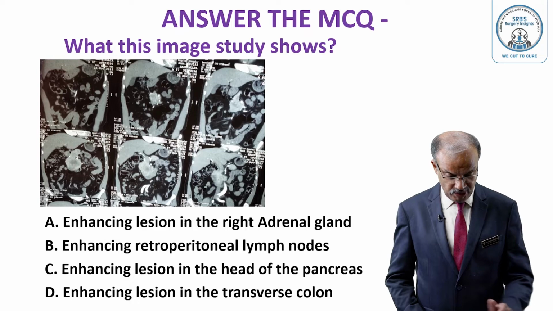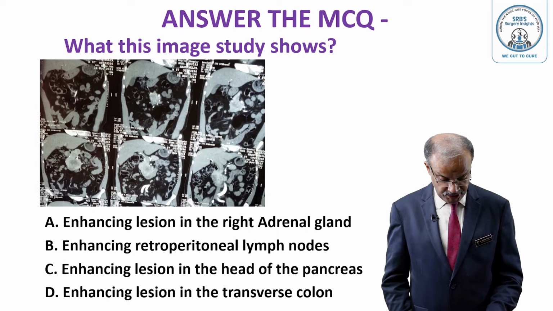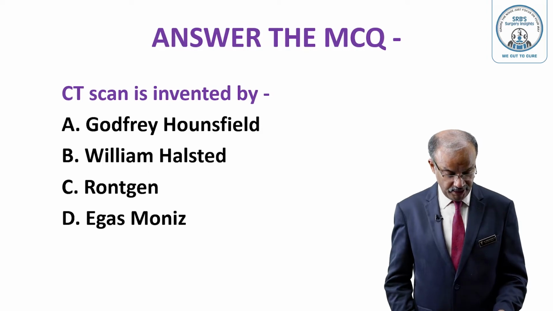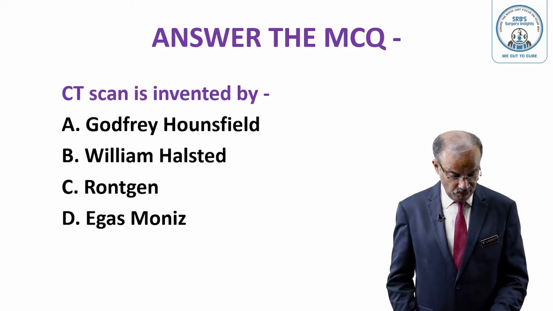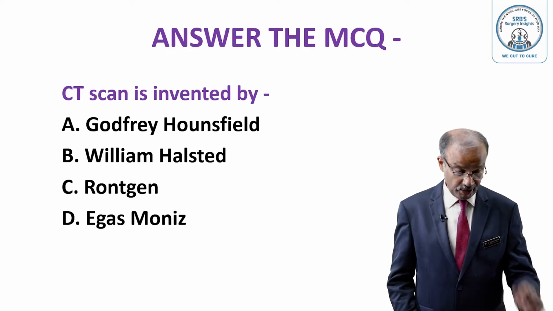So what does this image study show: enhancing lesion in the right adrenal gland, enhancing retroperitoneal lymph nodes, enhancing lesion in the head of the pancreas, enhancing lesion in the transverse process. Find out. CT scan was invented by Godfrey Hounsfield, William Halstead, Roentgen, Egas Moniz. Again, find out and give the right answers for these MCQs. I'll get back to you later.